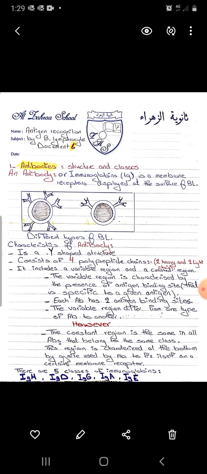So this region is characterized at the bottom by a site used by the antibody to fix itself on a certain membrane receptor. So the constant region is found at the bottom of the antibody, and it fixes itself on the membrane of the B lymphocyte. These are the main characteristics of the antibody, which are the main receptors of the B lymphocyte.